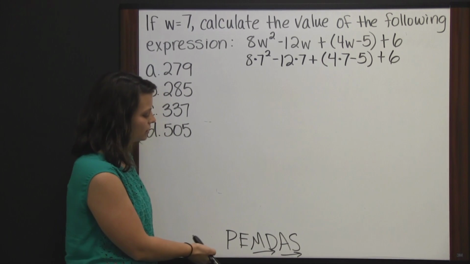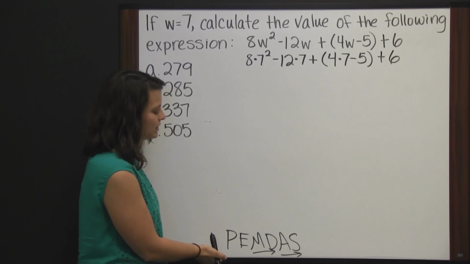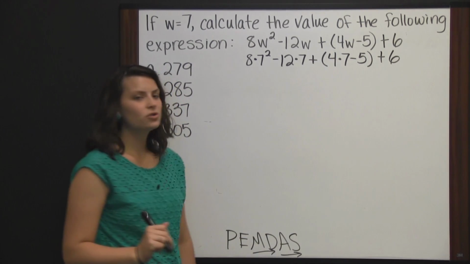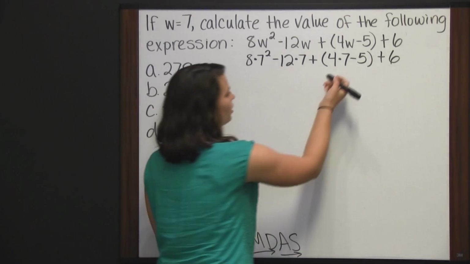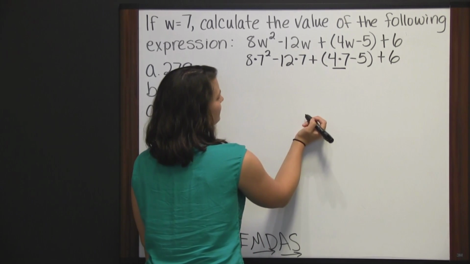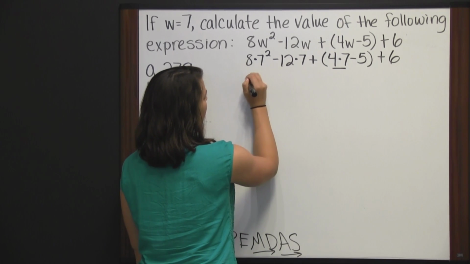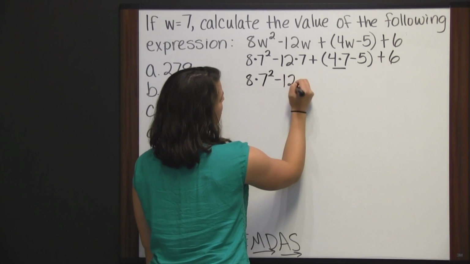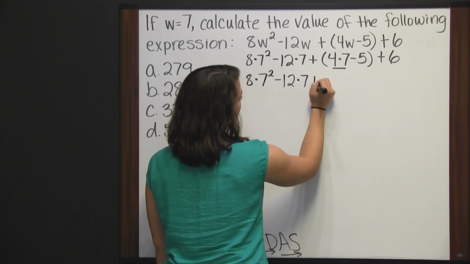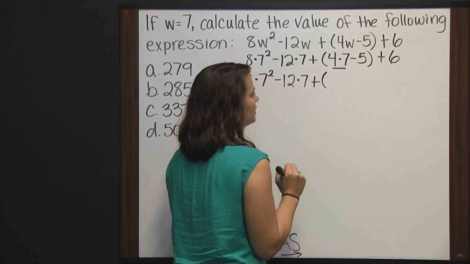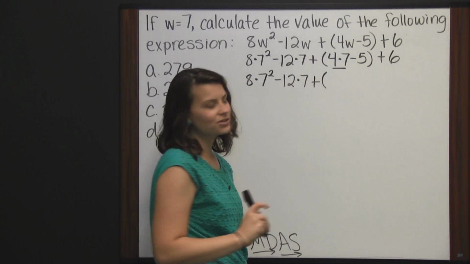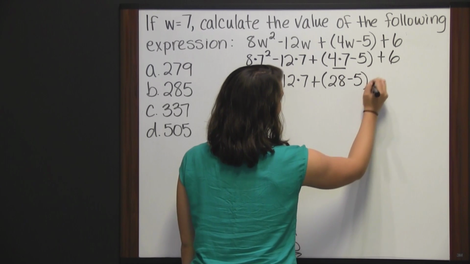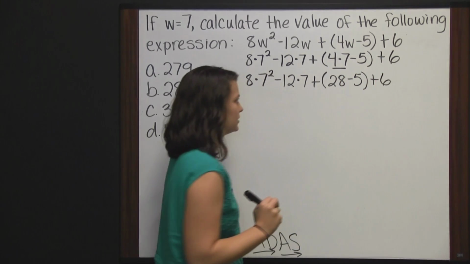Well, again, if we consult PEMDAS, we can see that we're supposed to always multiply and divide before we add and subtract. So that means we're starting with 4 times 7. So you'll just copy everything else. The 8 times 7 squared minus 12 times 7 plus, bring down the parentheses. Finally, we get to 4 times 7, 28, minus 5, and bring down the plus 6.